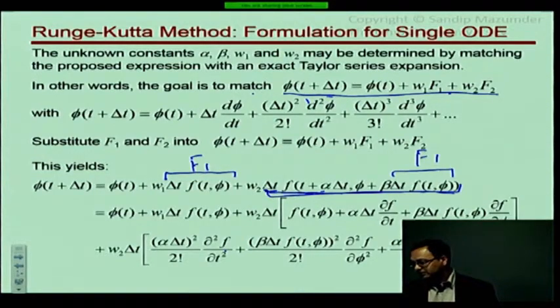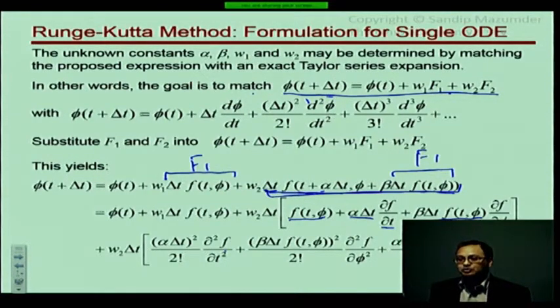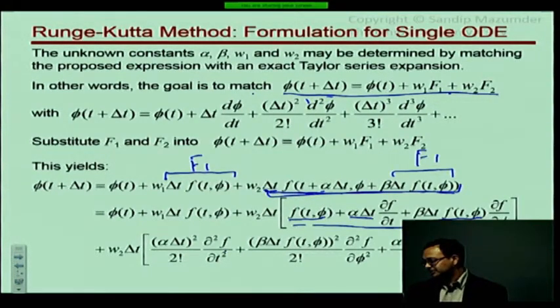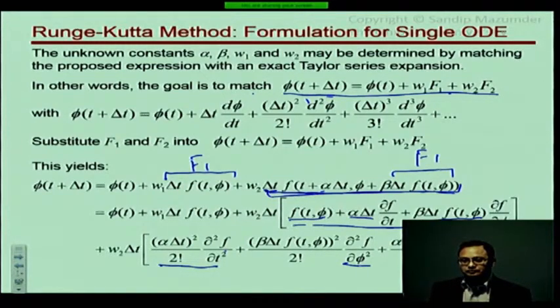So F at t plus alpha delta t, phi plus beta times this term here becomes F at t, phi, plus alpha delta t times df dt, plus beta delta t f(t, phi) df d phi. Those are the first order terms. Now it's a multi-dimensional Taylor series expansion because f is a function of two variables, t and phi. So this is like a two-dimensional Taylor series expansion. Those are the first order terms, and then we have second order terms, which have d square f dt square, d square f d phi square, and then mixed derivatives also show up. Everybody understand that?